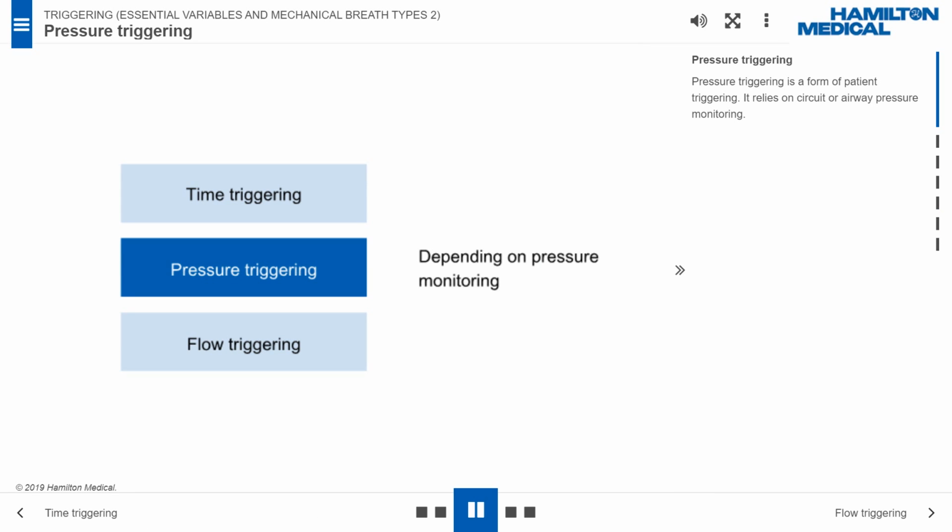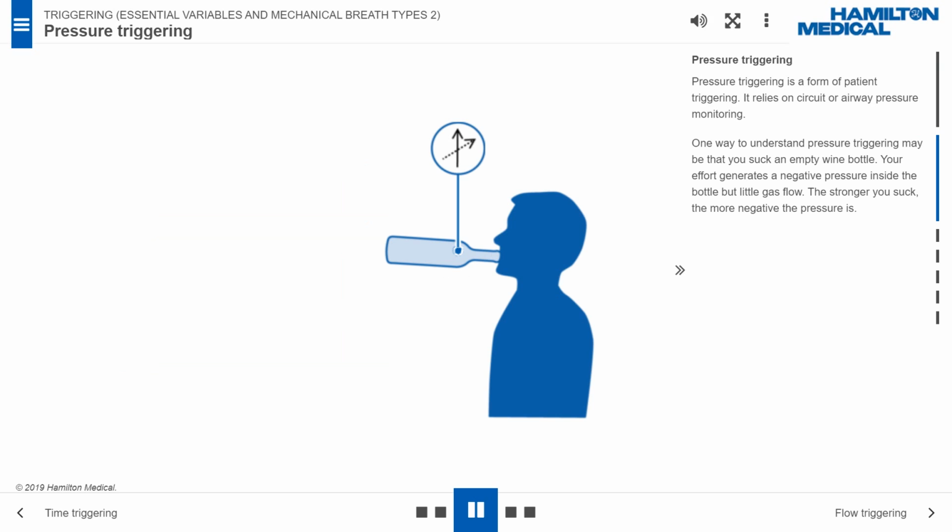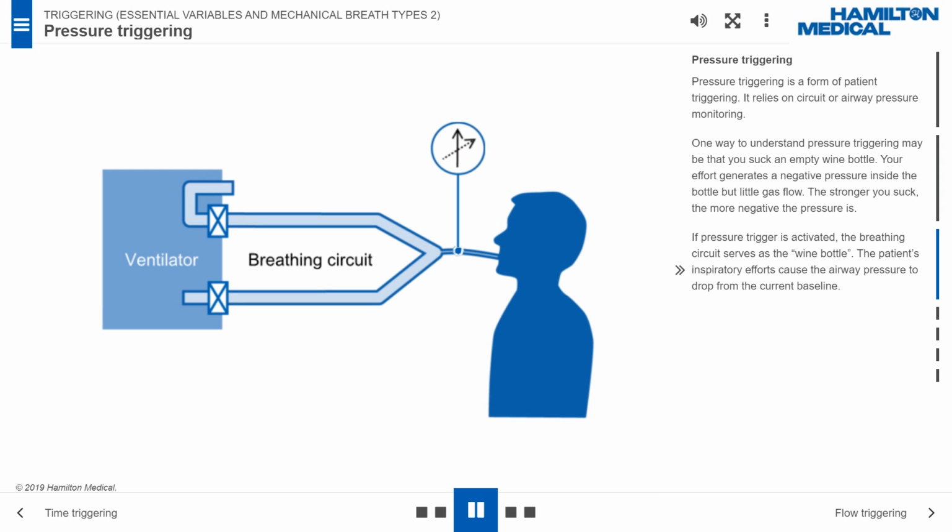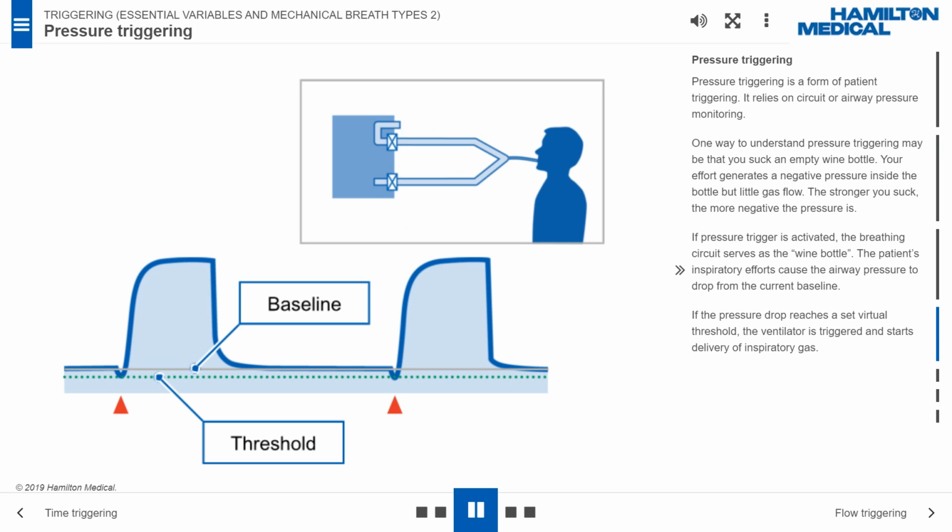Pressure triggering. Pressure triggering is a form of patient triggering. It relies on circuit or airway pressure monitoring. One way to understand pressure triggering may be that you suck an empty wine bottle. Your effort generates a negative pressure inside the bottle but little gas flow. The stronger you suck, the more negative the pressure is. If pressure trigger is activated, the breathing circuit serves as the wine bottle. The patient's inspiratory efforts cause the airway pressure to drop from the current baseline. If the pressure drop reaches a set virtual threshold, the ventilator is triggered and starts delivery of inspiratory gas.